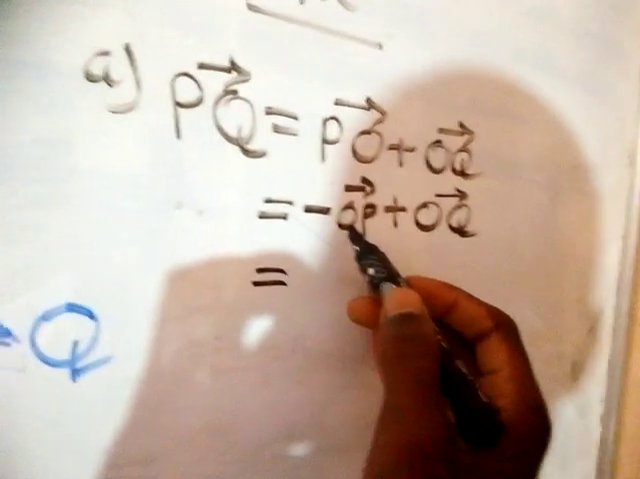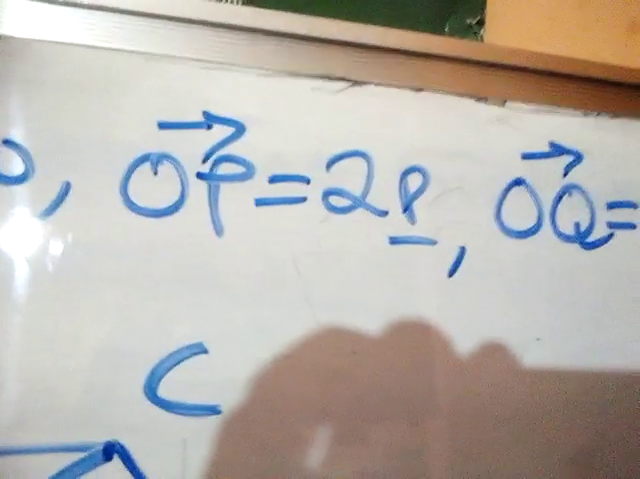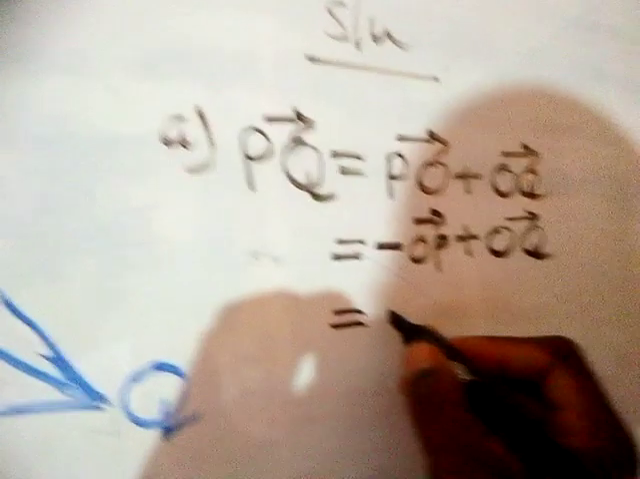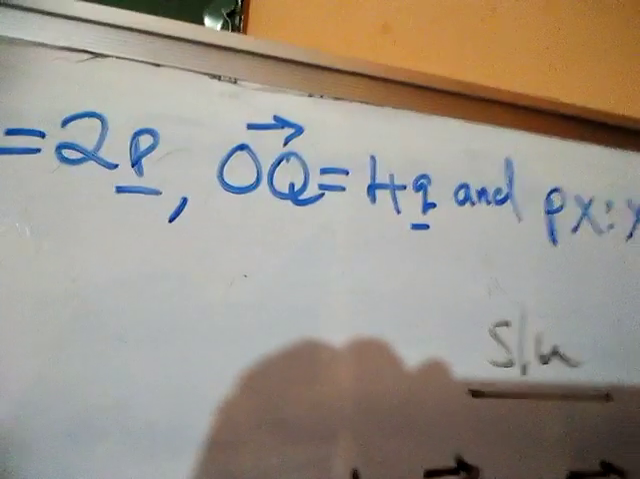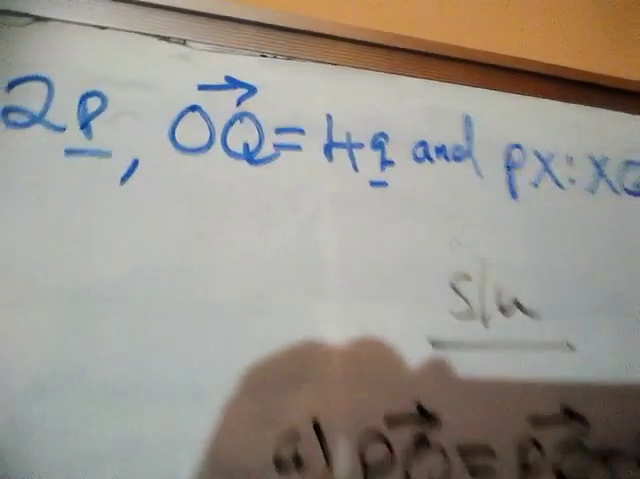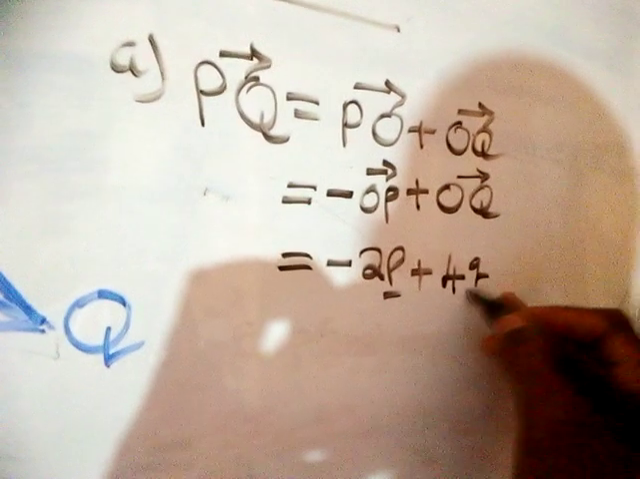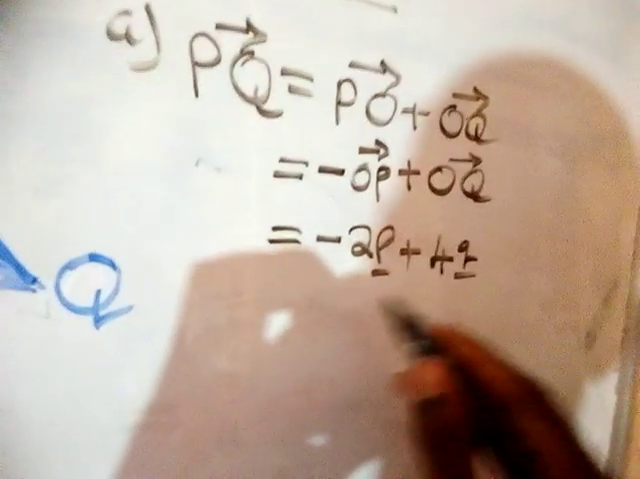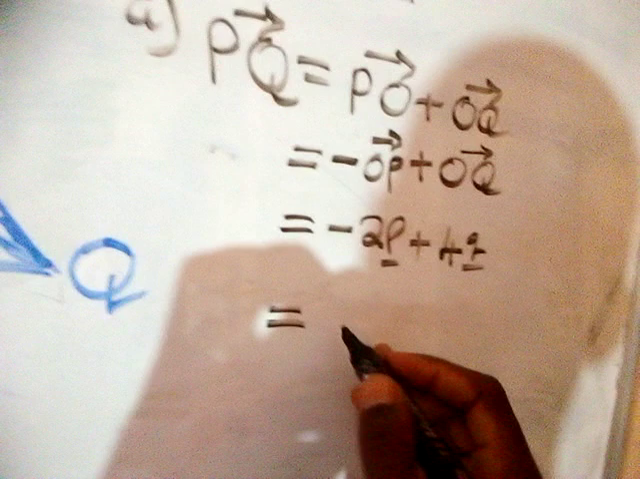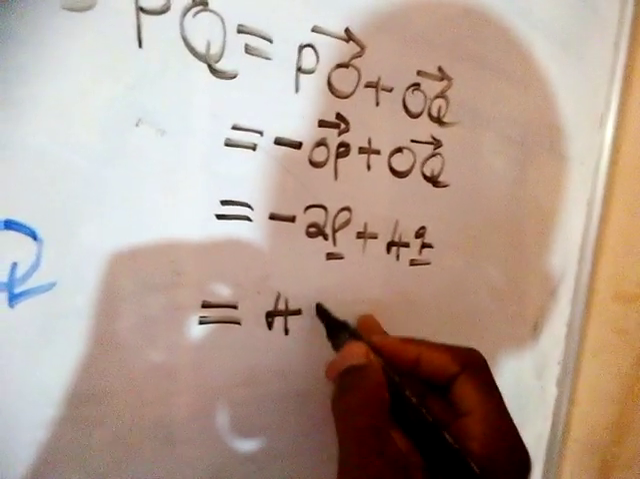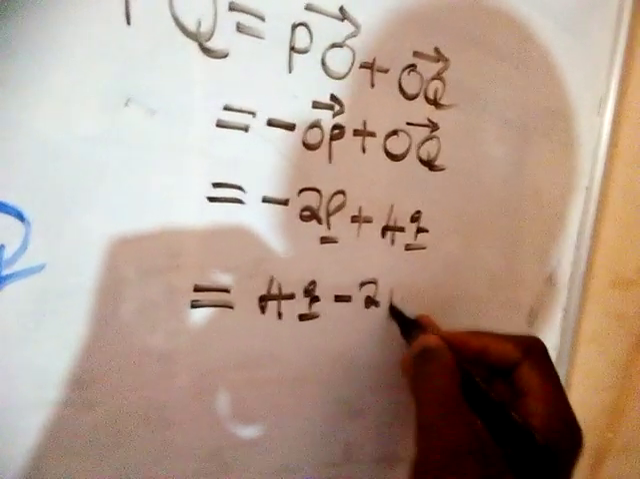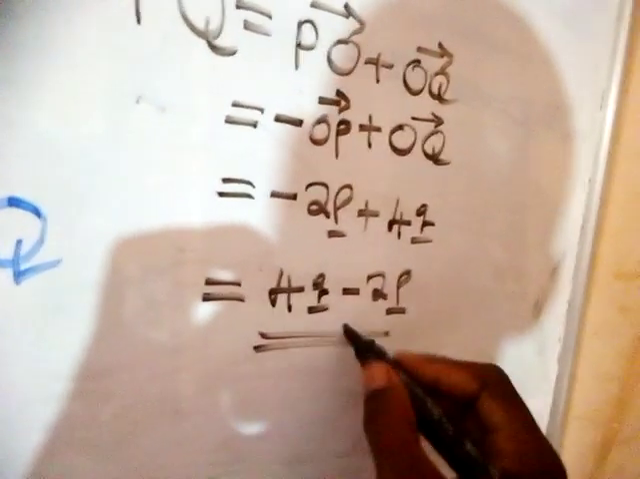You see? Let's now introduce the substitution. Where we have vector OP, we're going to put 2 vector P, right? So we say -2 vector P plus vector OQ. We see here that it is 4 vector Q. And this becomes your answer. But you can neatly write this answer as 4 vector Q minus 2 vector P as our solution.